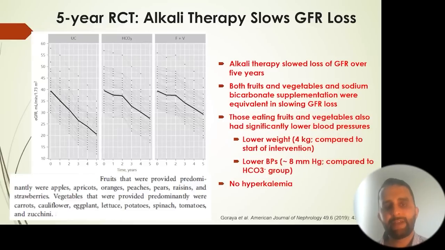And not only did they have this reduced progression of kidney disease, like I was stating earlier, they had lower weights. They lost about 4 kilograms, which is very impressive, just by eating 2 to 4 cups of fruits and vegetables per day. They also had lower blood pressures, about 8 millimeters of mercury less, which is substantial. And again, they did not have an increase in their potassium levels in their blood, which we'll talk about a little bit later.